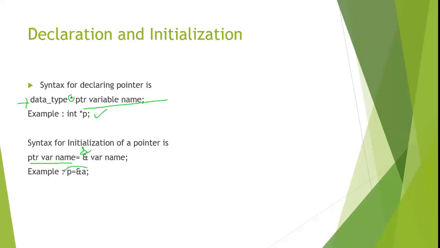Now what does this mean? This means that my variable p is storing the address of which variable? Variable a. So &a represents the address of a, and the address of a will be stored in p. Okay, I hope it's clear to all. Am I clear to all? Yes.